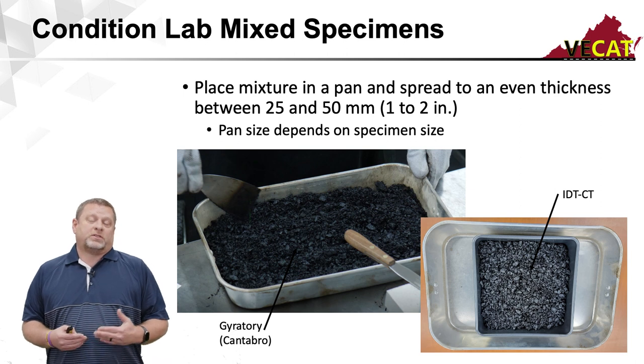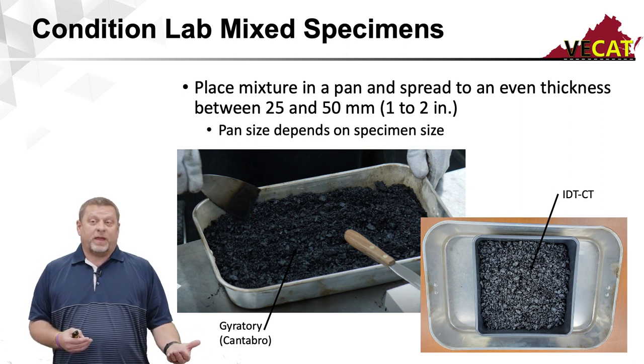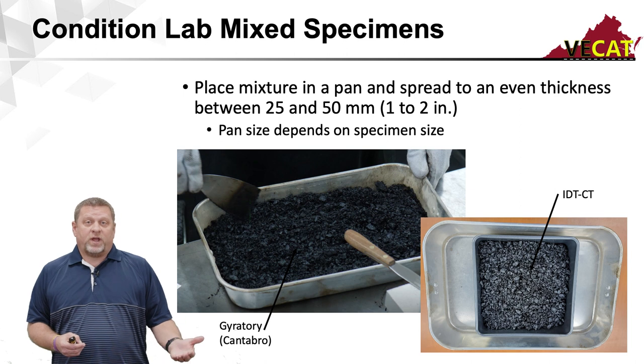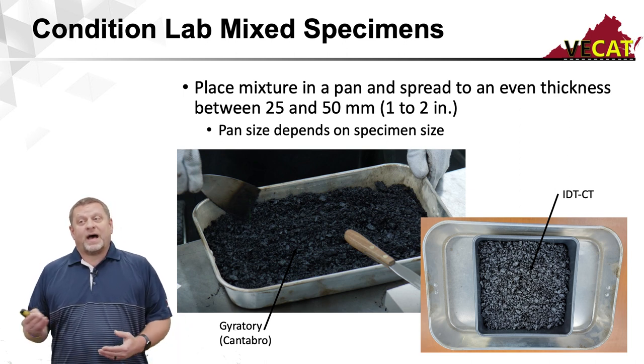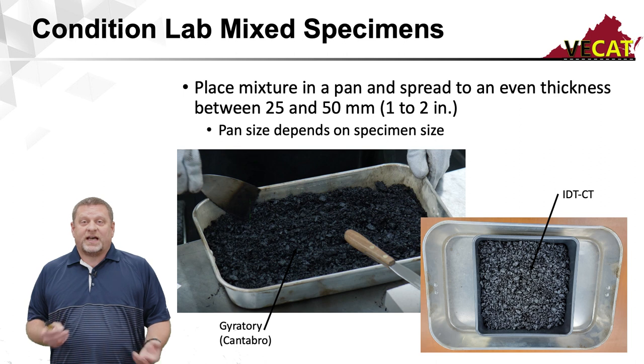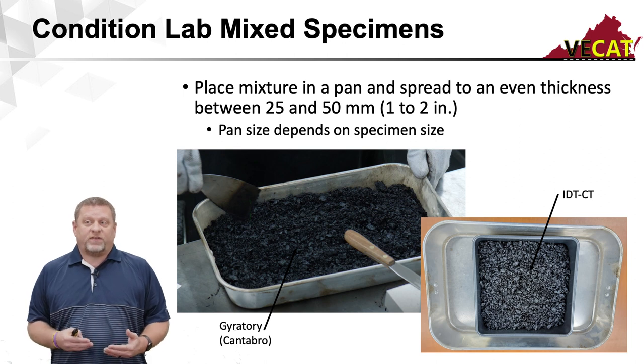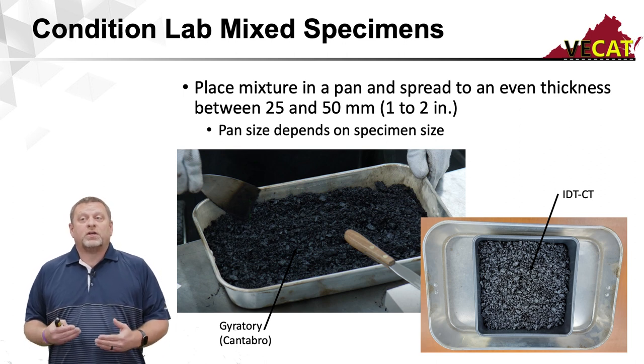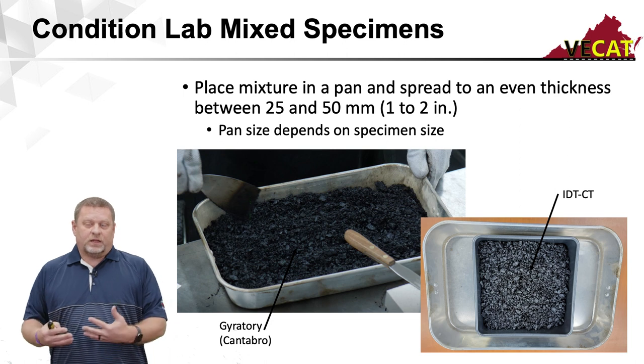Note here in this image, you've got a gyratory specimen in one size pan. Typical gyratory is 4,800 to 5,000 grams, so it's going to take a larger pan than my IDT CT, which is 2,400 grams. It's half the size. So note, you might need different size pans during the mix design phase, depending on what test you are designing and performing.